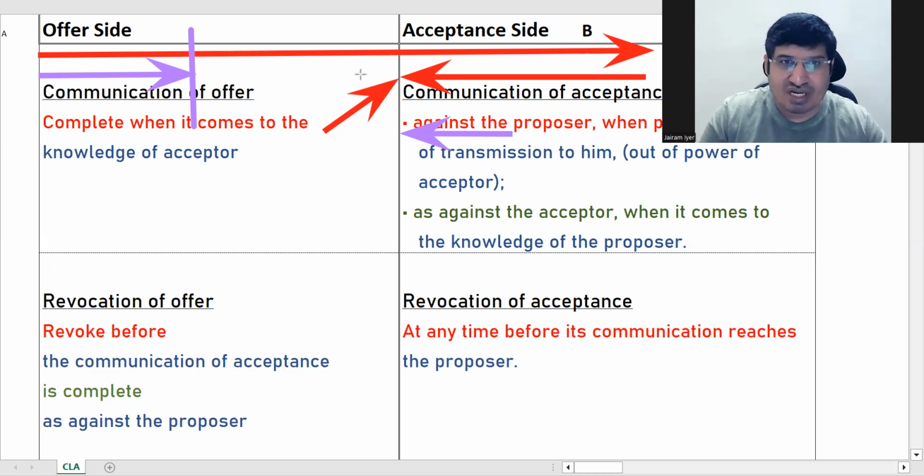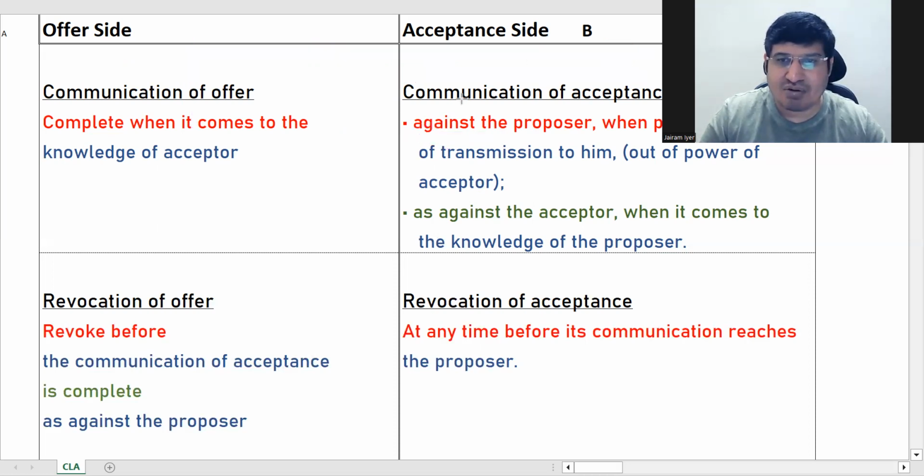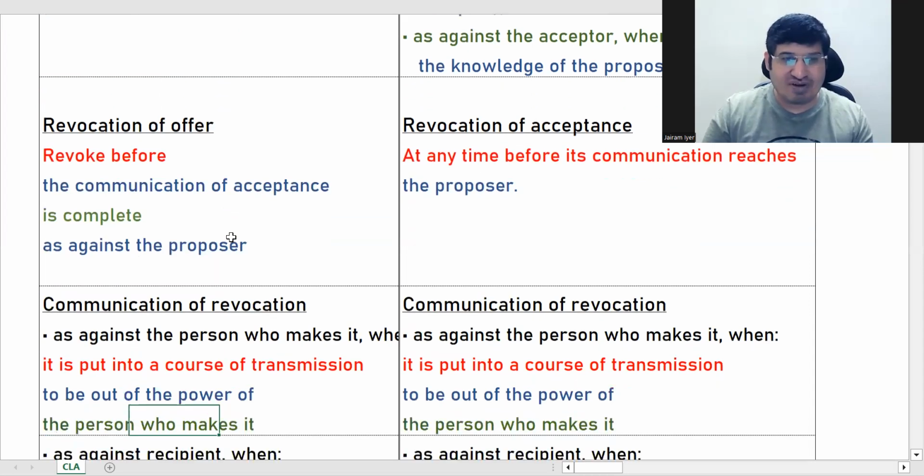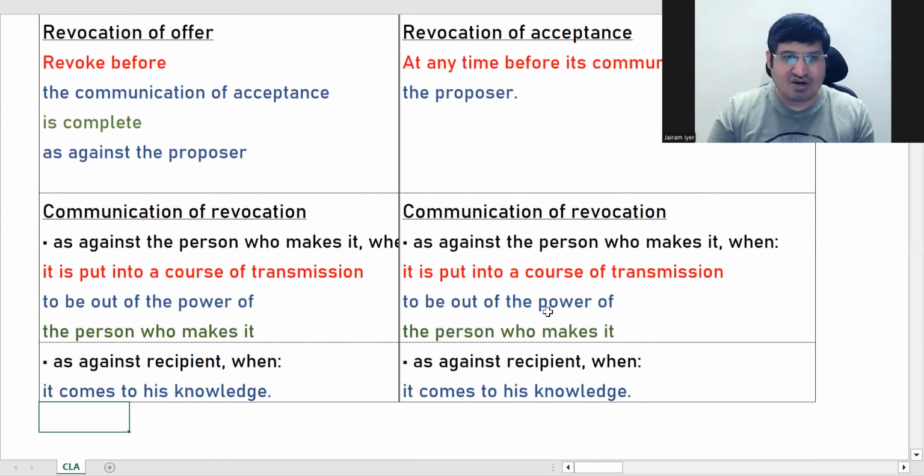He has made the offer, he has posted the acceptance. So they will see whether he has made the communication before this period or not. So that is the thing about communication of revocation. If we read this now, this is actually very simple and straightforward.